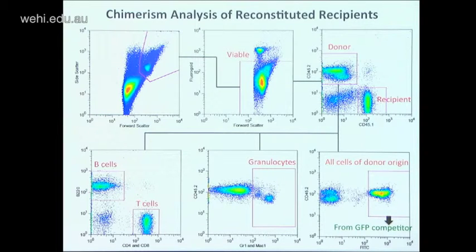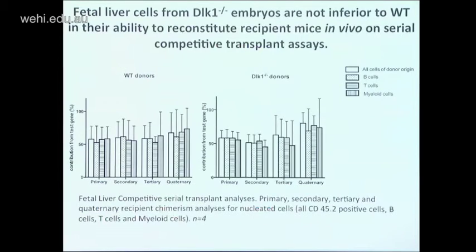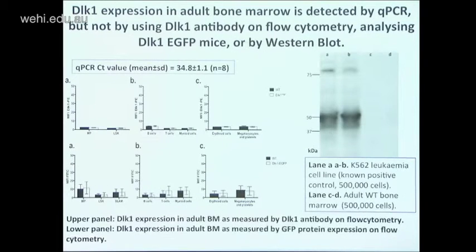So using this chimerism analysis for primary, secondary, tertiary to quaternary recipients of the serial transplant, after all of that, there was no difference between the fetal liver cells from Dlk1 knockout donor versus wild type donor in their ability to reconstitute recipient mice. So they were equivalent in their ability to do so. Now, when we look at the adult bone marrow, it's quite different from the fetal liver, which is what I'm going to talk about now.